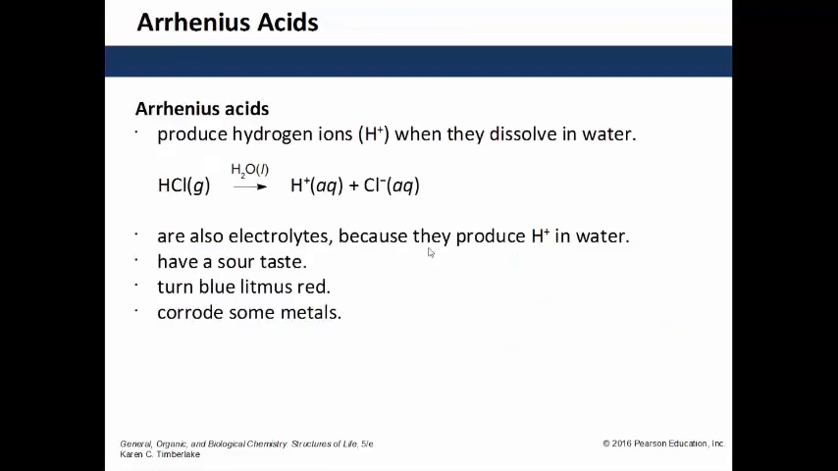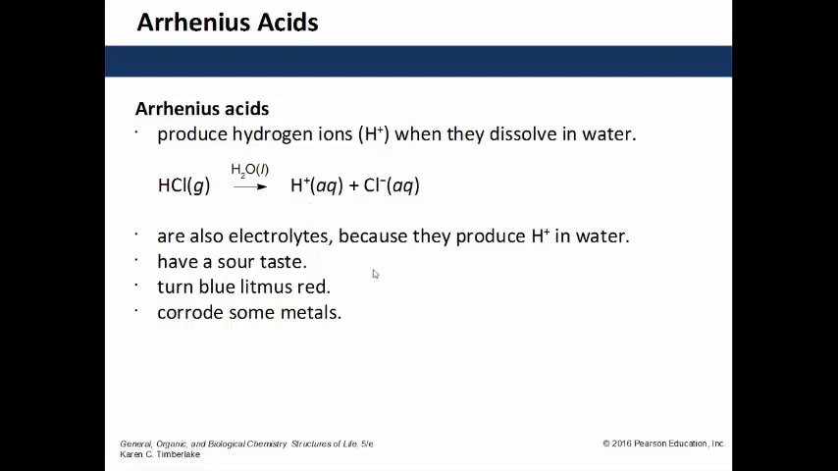Now, there are different types of acids. The first one we'll go over, Arrhenius. These types of acids will produce hydrogen ions, H+, when they dissolve in water. So the example that you're given, HCl, hydrochloric acid, dissolving in water, will give you the hydrogen ion, which is positive, and also the chloride ion, which is negative.